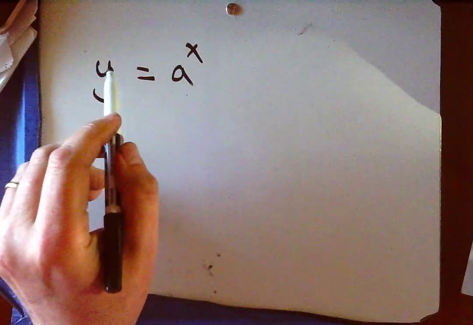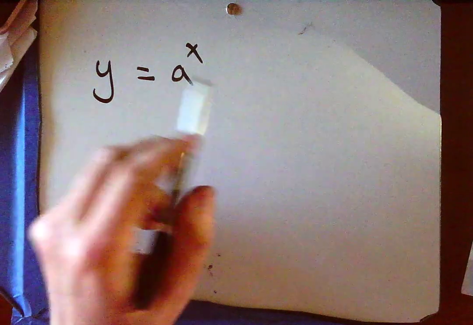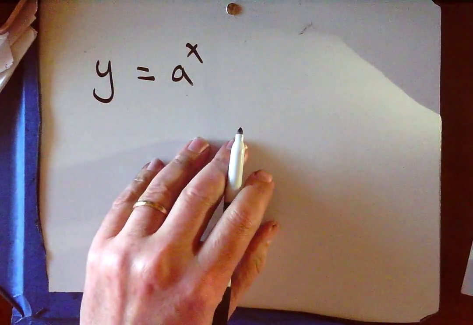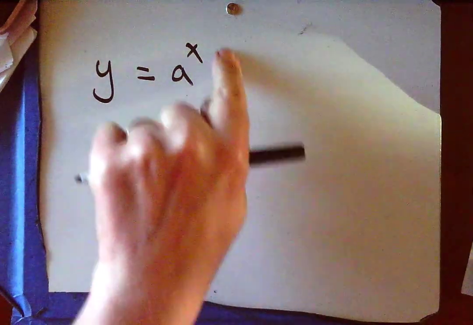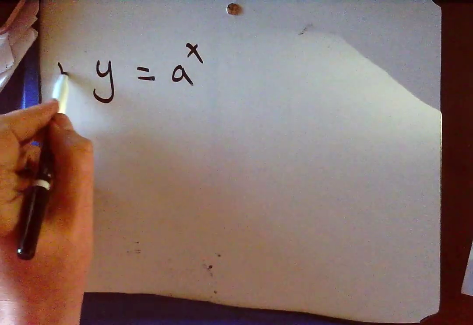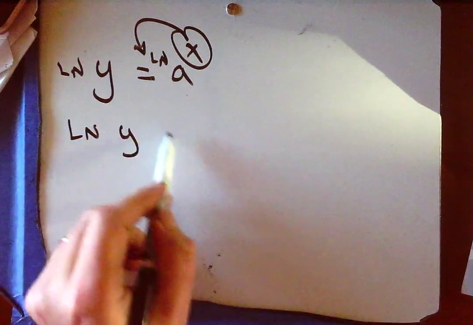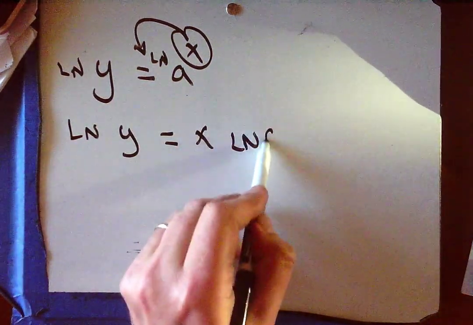So, with the understanding that a is a positive number not equal to 1, this is what I would think to do. I would really like to get this down. So I'm going to take the ln of both sides, and then I'll use that power rule. Remember, it's the log power rule, not the derivative power rule. So we have ln of y equals x ln of a.